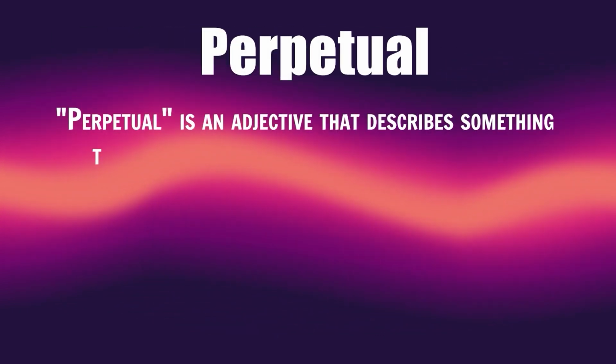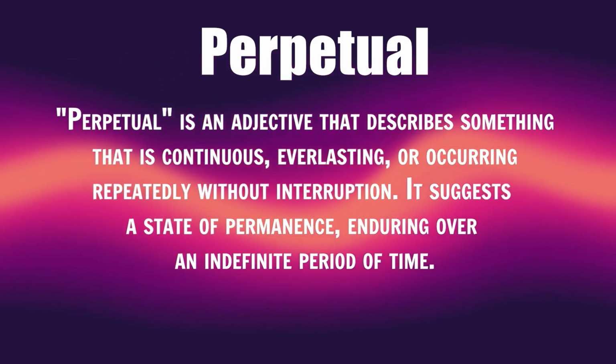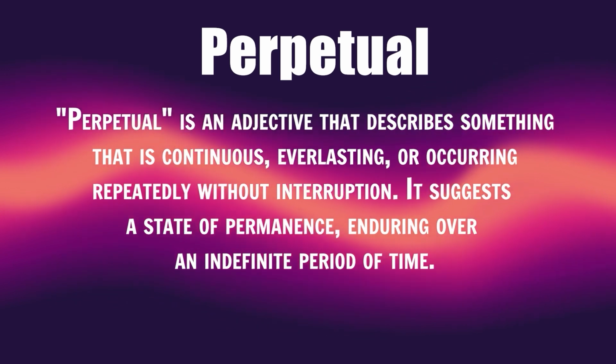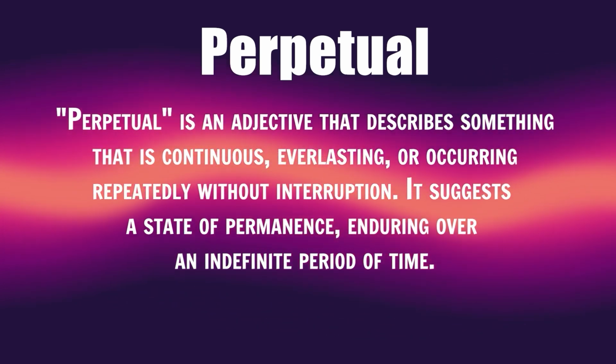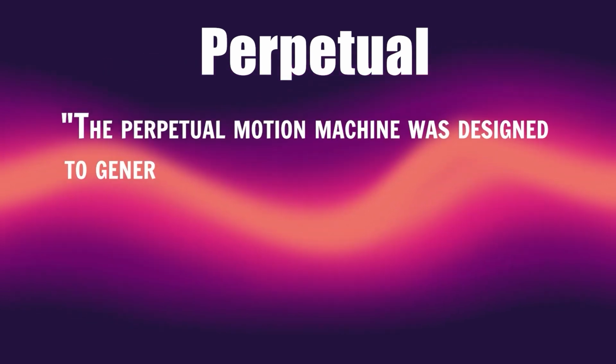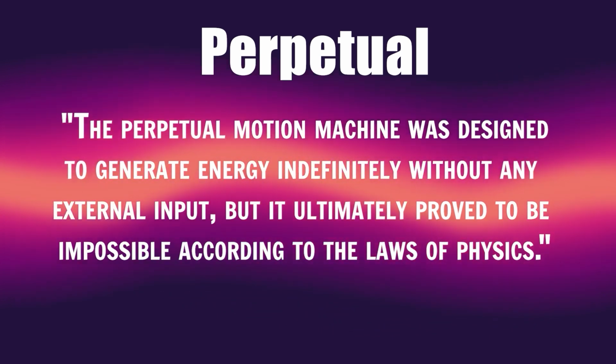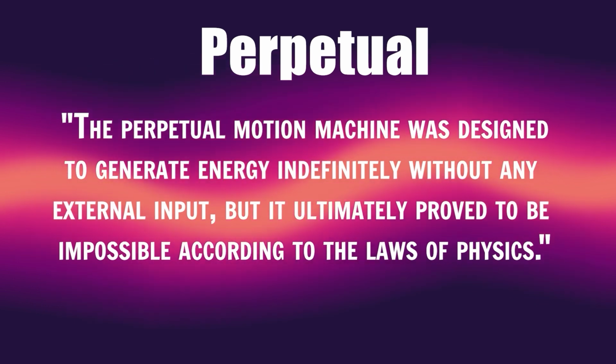Perpetual. Perpetual is an adjective that describes something that is continuous, everlasting, or occurring repeatedly without interruption. It suggests a state of permanence, enduring over an indefinite period of time. Example sentence: the perpetual motion machine was designed to generate energy indefinitely without any external input, but it ultimately proved to be impossible according to the laws of physics.